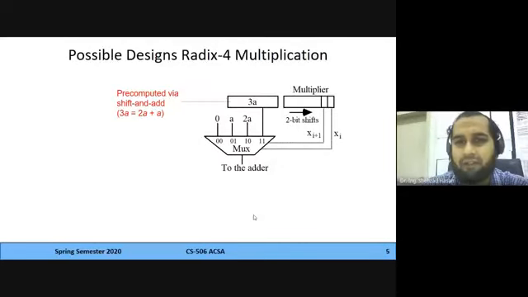We can have another register and a multiplexer, and the multiplexer output goes to the adder, and the multiplier bits are connected to the select lines of this multiplexer. If the multiplier bits are 0 0, then obviously 0 goes to the adder. If these bits are 0 1, then a goes to the adder. If these bits are 1 0, then 2a goes to the adder.